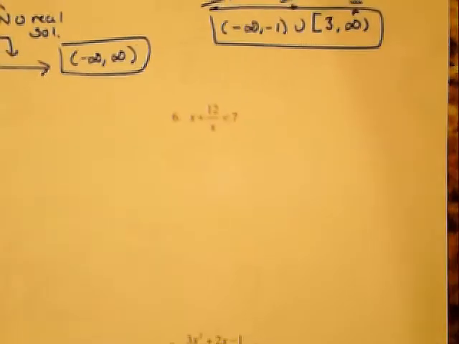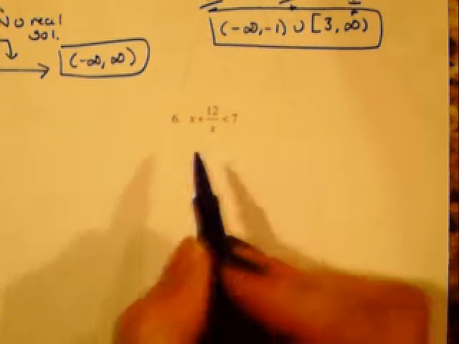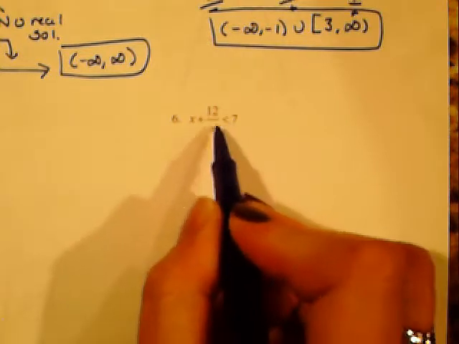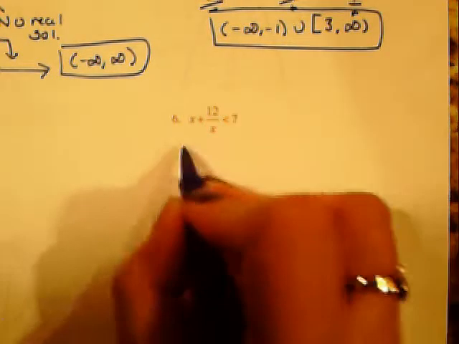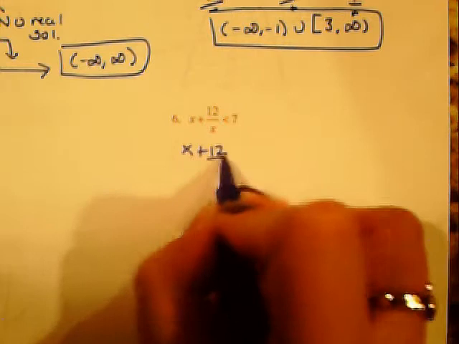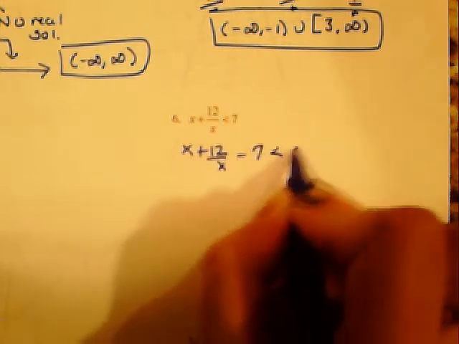We're going to go ahead and skip over number 5. Let's take a look at number 6. Now, number 6, you have some issues because notice you do not have a 0 on the right-hand side. So my first step is going to have to be to subtract the 7 on both sides of the inequality.